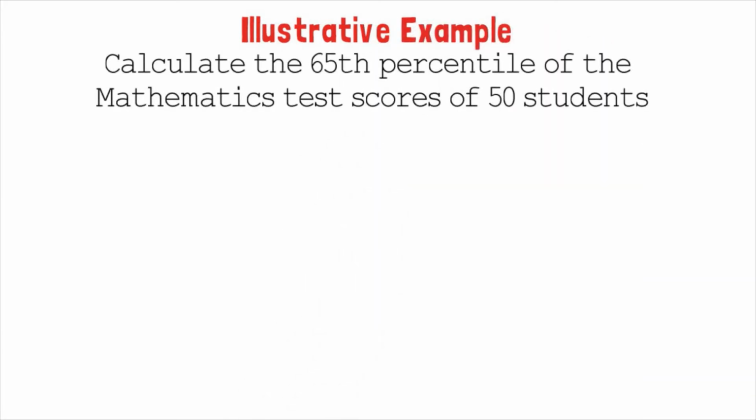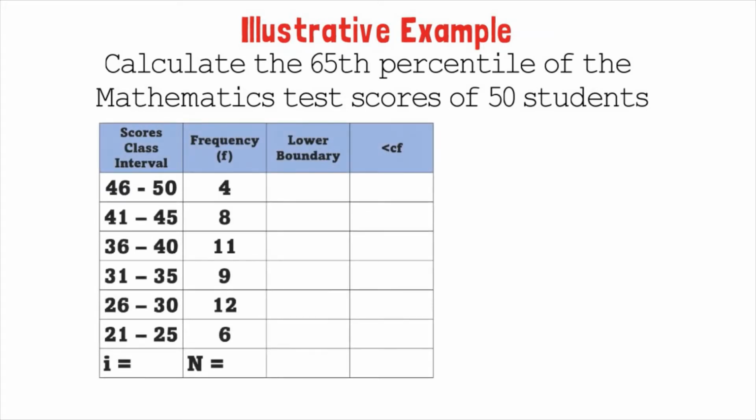Let us try to calculate the 65th percentile of the mathematics test scores of the 50 students. Again, given na dito ang scores or the class interval and the frequency. First, let us try to complete our table. Looking at the first class, we can see na ang interval natin ay from 21 to 25. That means, the size of our interval is 5. After that ay kukunin natin ang total frequency just by adding lahat ng numbers na nasa second column that will give us 50.